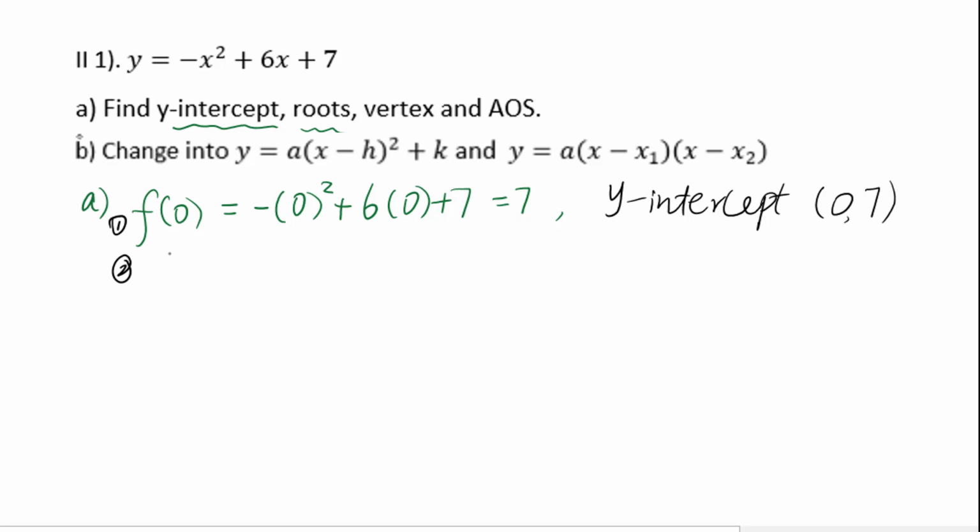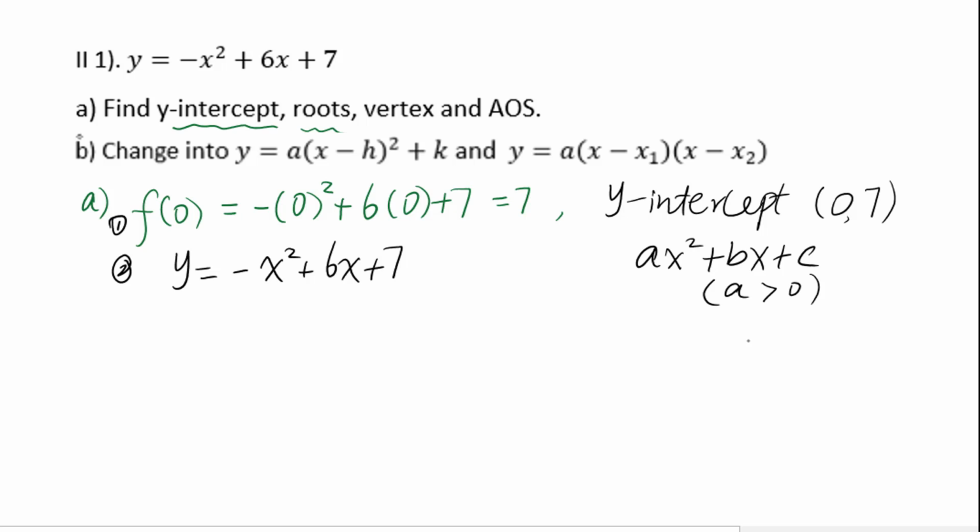Second part is about roots. For y equals negative x squared plus 6x plus 7, you can go to a graphing calculator to figure out the roots, or you can do the Ninja X. For the Ninja X, we know ax squared plus bx plus c. Make sure this a is positive. Then you will do it like this: a times c over a over a. Then this is b.